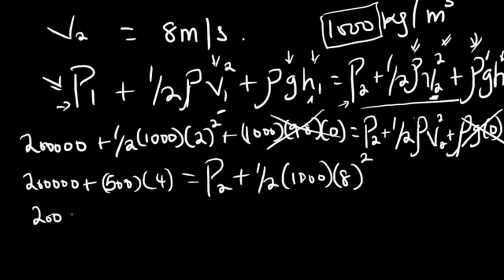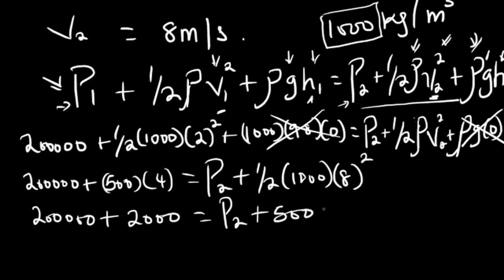We have 200,000 plus 500 times 4, which gives us 2,000, is equal to, right here we have our P2, and then half of 1,000 is 500, right? So we now have our P2 plus 500 multiplied by, because this is 8 squared, it now becomes 64. All right, now let's continue. We have 200,000 plus 2,000.